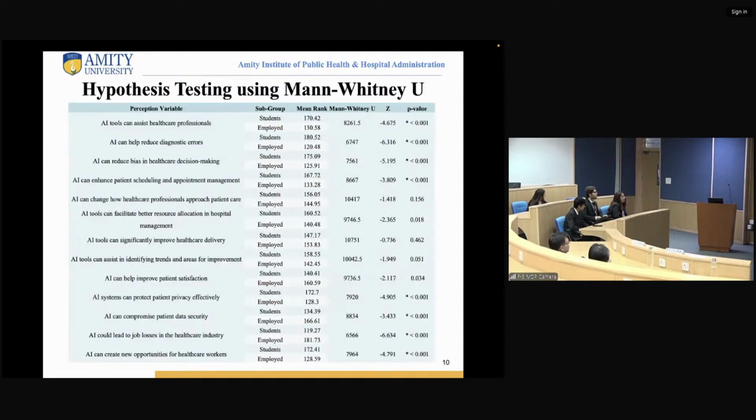So, to test our hypothesis, we used a Mann-Whitney U test, wherein we saw these responses. The highly significant responses were that AI tools can assist healthcare professionals, which students believed more strongly. Similarly for diagnostic errors and decision making. However, as I said previously with the descriptives, that AI tools facilitate resource allocation was seen as equally positive by both cohorts.